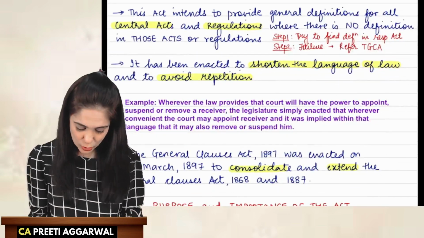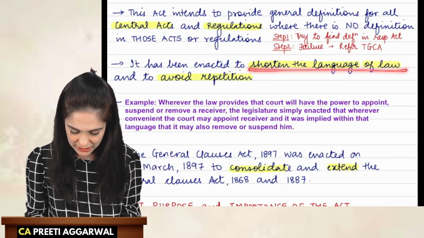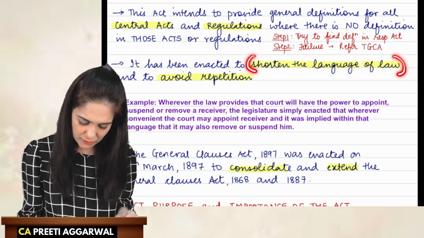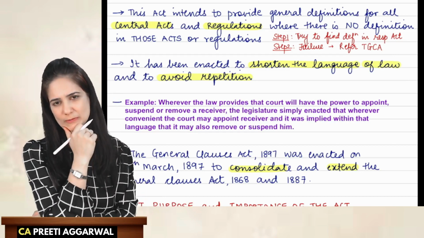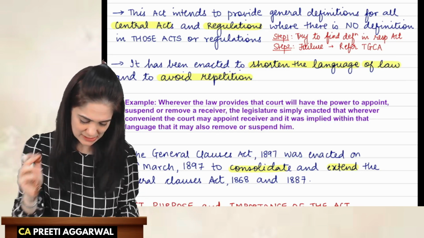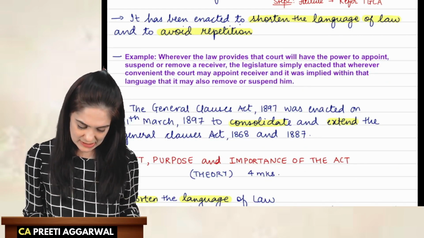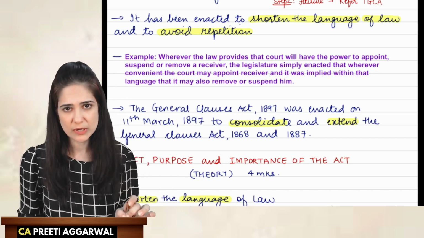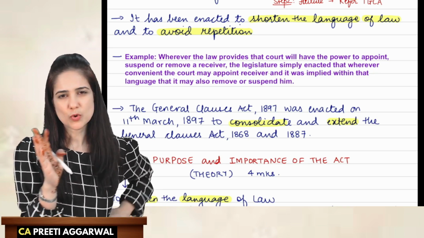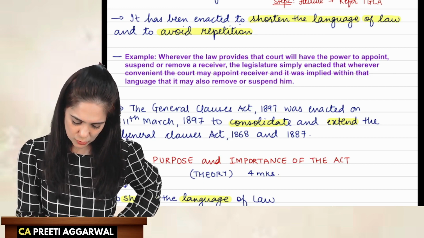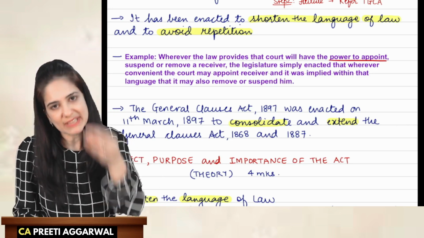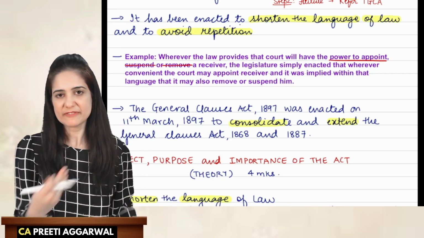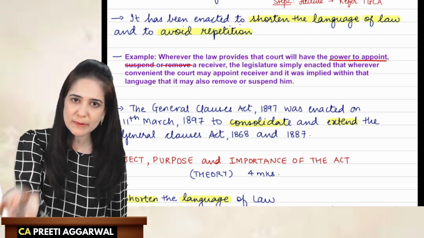This act has also been enacted to shorten the language of law and to avoid repetition. Wait, we will first understand how this act will shorten the language of law. Very good example given to you to explain that point. Whenever law provides that court will have the power to either appoint, suspend, or remove a receiver, the General Clauses Act says it is so logical. The person who has the power to appoint, that same person will also have the power to suspend and remove, na? It is understood that if I can appoint, I can remove also, I can suspend also.